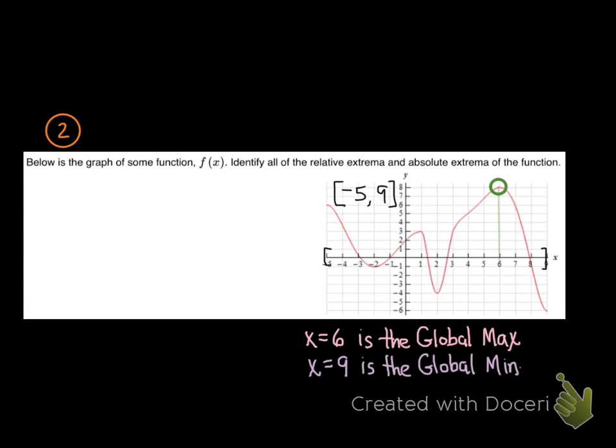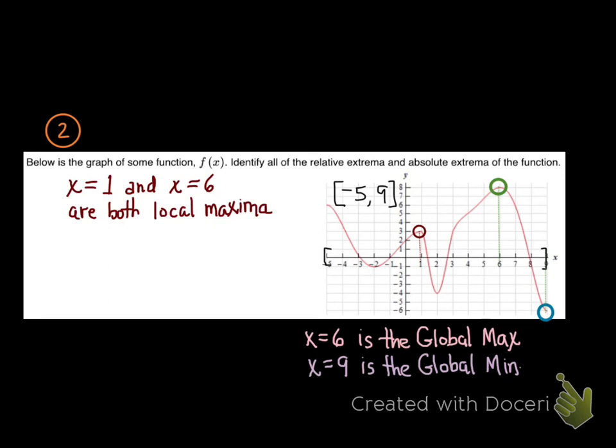X equals 9 is the global minimum. Ooh, that's not a bottom of the valley. That's kind of weird. Yeah, that's the end point of the interval. Remember, global max and mins can occur at the end point of the interval. Right there. Okay? So make sure you test and contemplate those. X equals 1 and x equals 6. Check it out, 1 and 6. Those are both local maxima. No surprise to you guys at all, both tops of mountains.